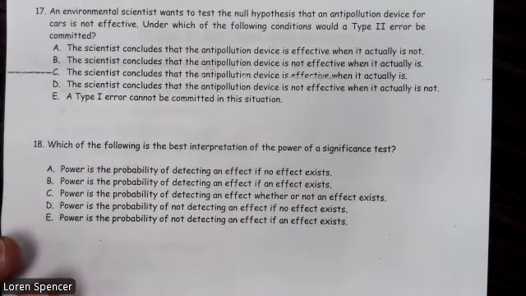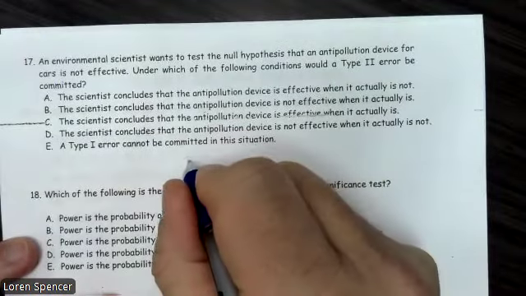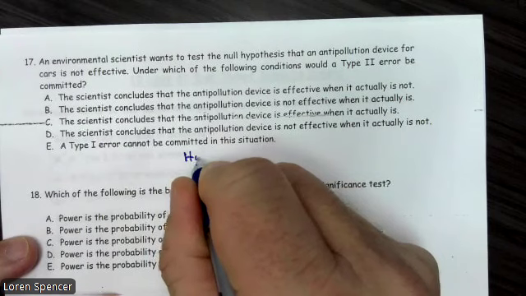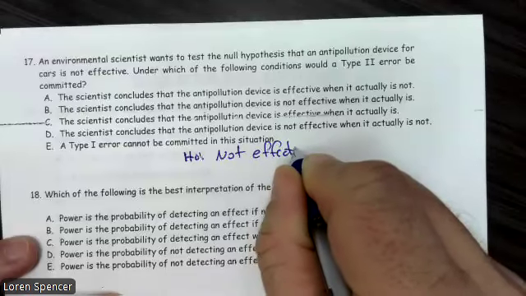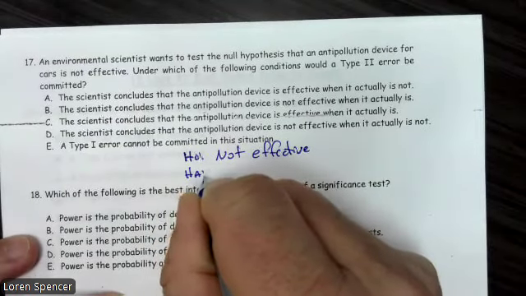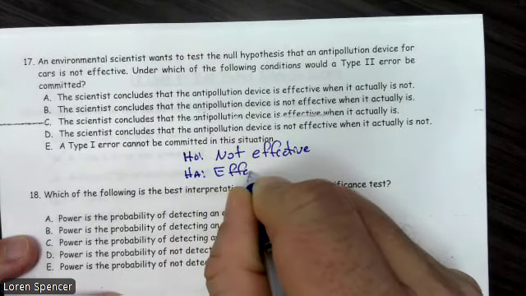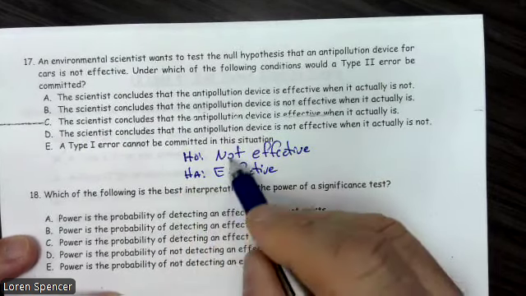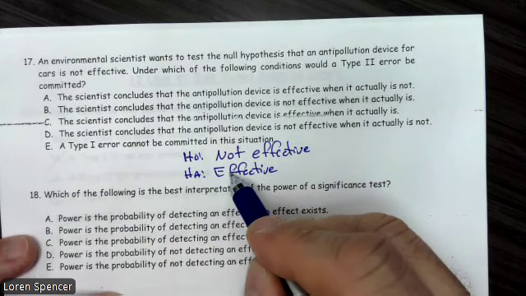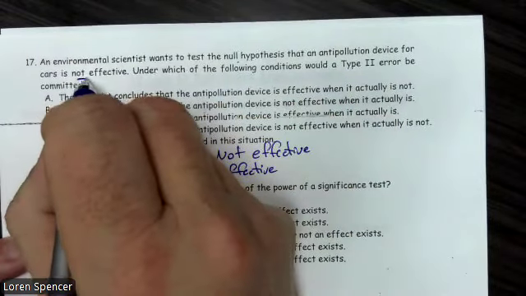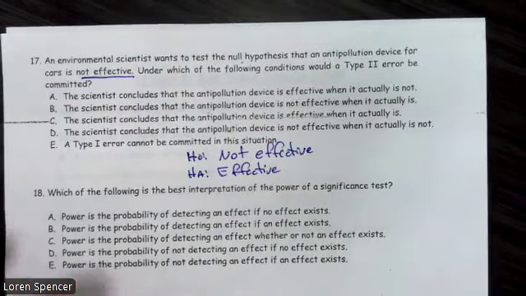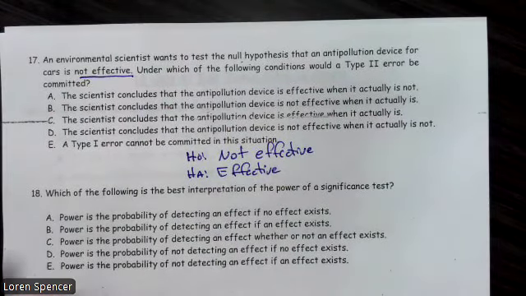Number 17. An environmental scientist wants to test the null hypothesis that an anti-pollution device for cars is not effective. I'm going to write this right here below it because I don't have room above it. H0: not effective. HA: effective. Once again, read the prompt. This could have very easily been swapped, but they said the null hypothesis is that it's not effective. Under which of the following conditions would a type 2 error be committed?